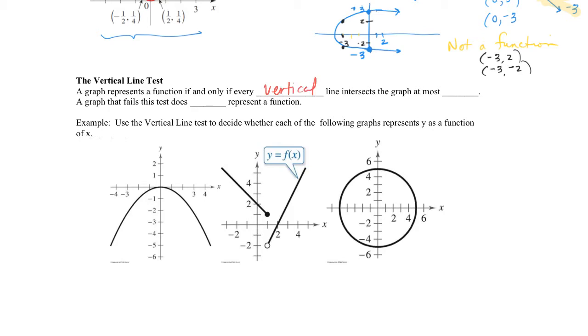The vertical line test says this: a graph represents a function only if every vertical line intersects the graph at most once. Okay, and if that's true, then we know that this graph is a function. So a graph that fails this test does not represent a function.